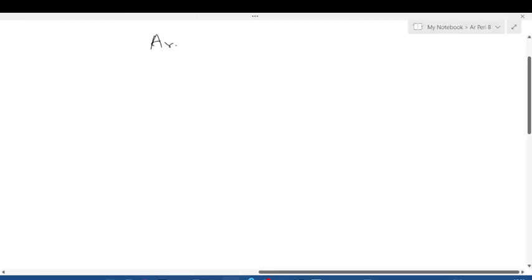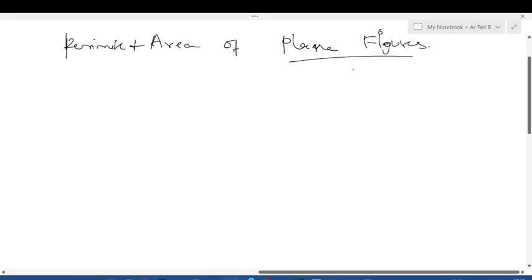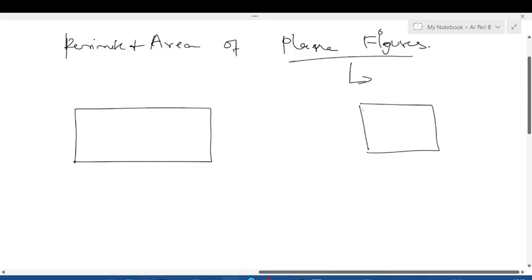Fine students. Perimeter and area. Area of plane figures. Yesterday I told you all plane figures. When it comes to plane figures, we have triangle, rectangle, square, rhombus, all these things, right? In your syllabus, you have only rectangle and square.